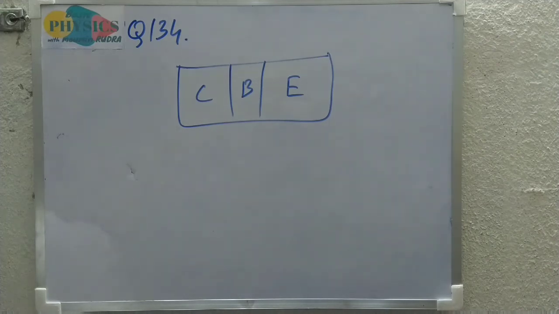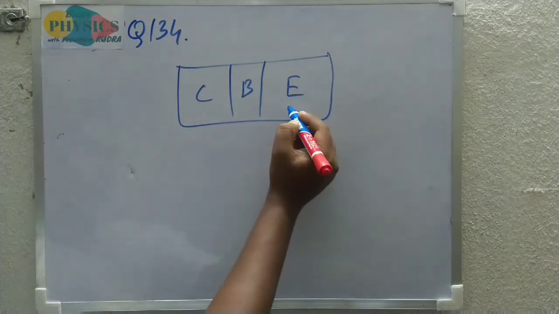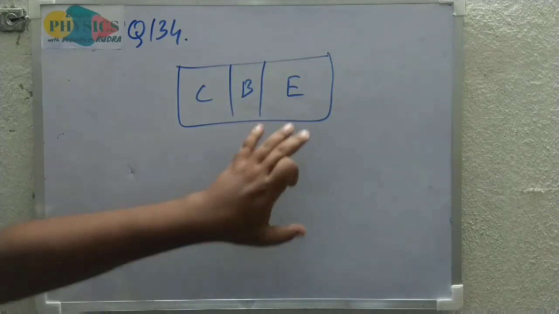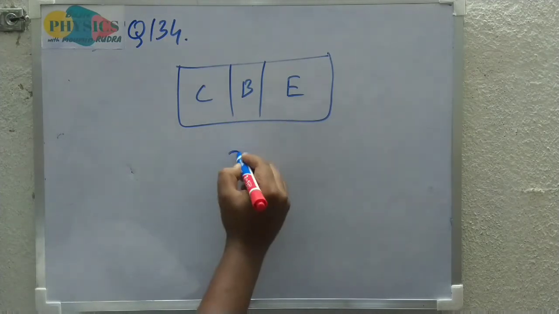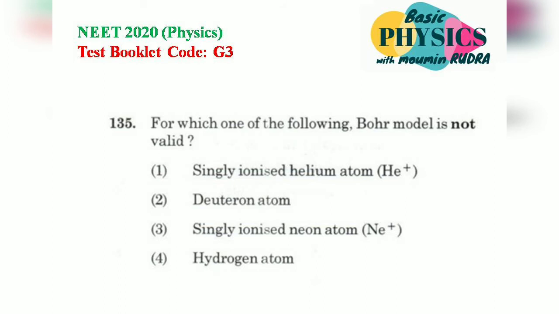And option 3, the base region must be very thin and lightly doped. Yes, it is correct. And option 4, base, emitter and collector regions should have the same doping concentration. No, base has lighter doping concentration and emitter has heavy doping concentration. So option 3 is the right answer.